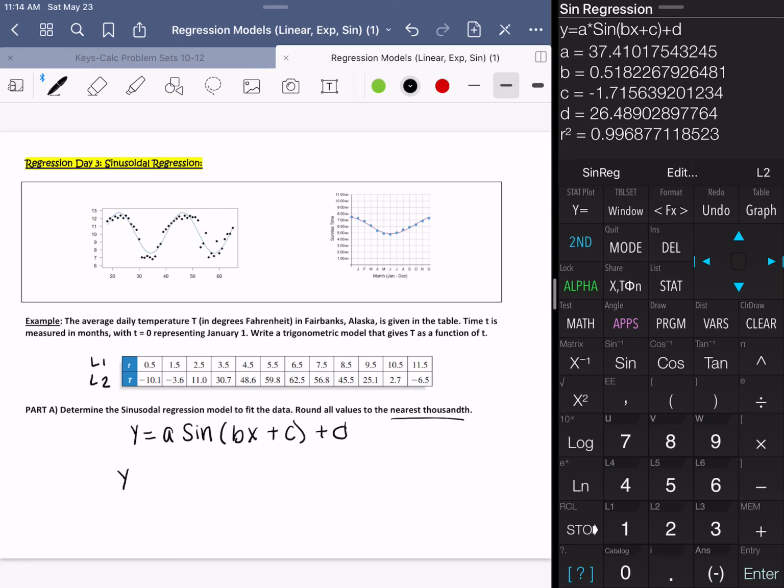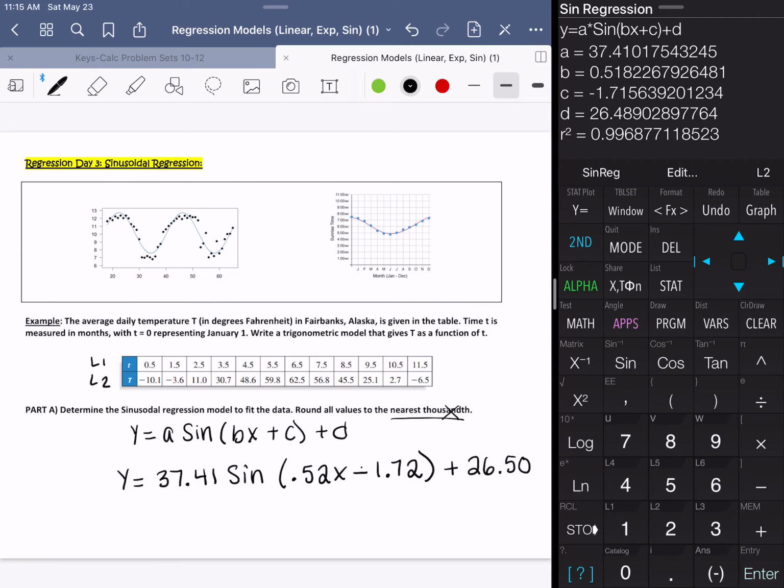So let's say y equals 37.41 for A, sine, B is 0.52x plus negative, so I'm just going to write minus 1.72, and then my D value is 26.489, which is 26.50. All right, so this should be my sine regression equation. And again, I didn't say thousandth because it was just too many. I said rounded to 2 decimal places. So this is my equation.